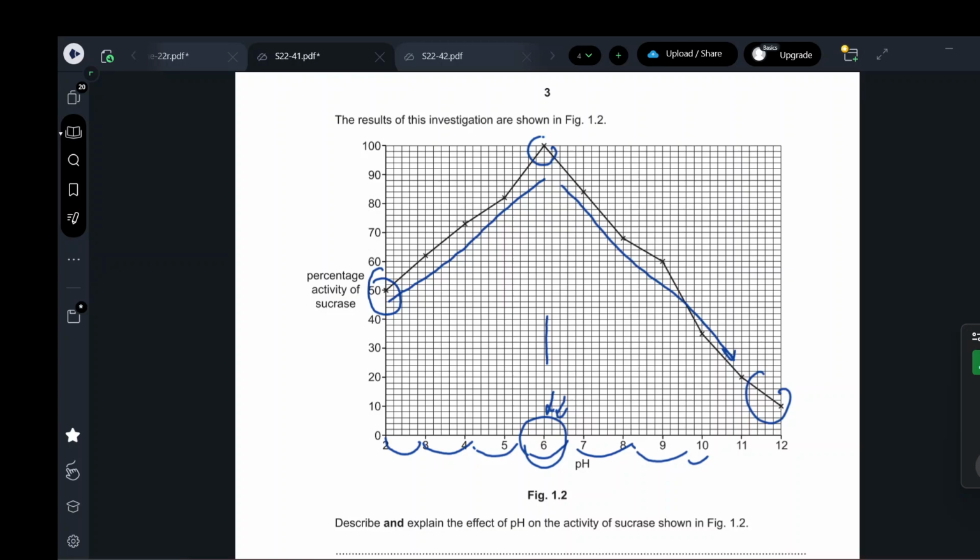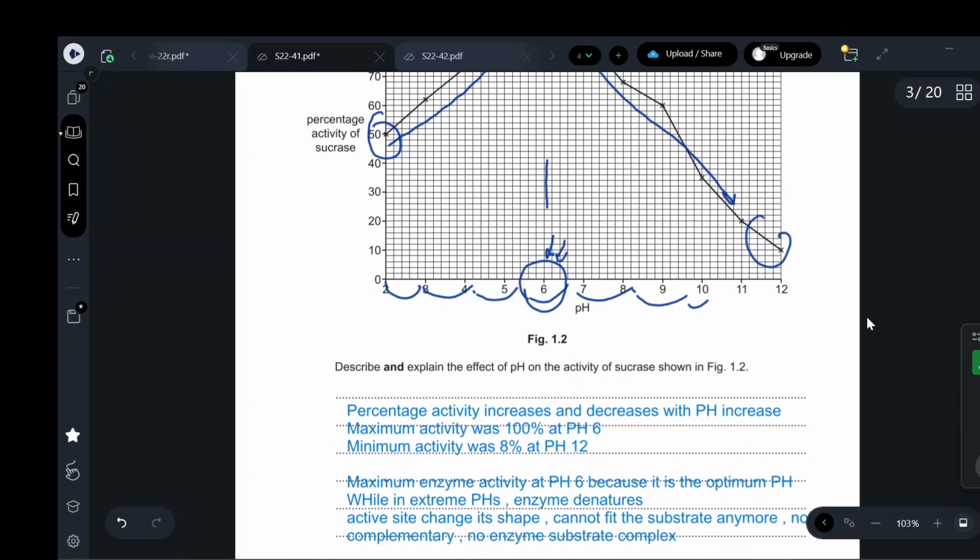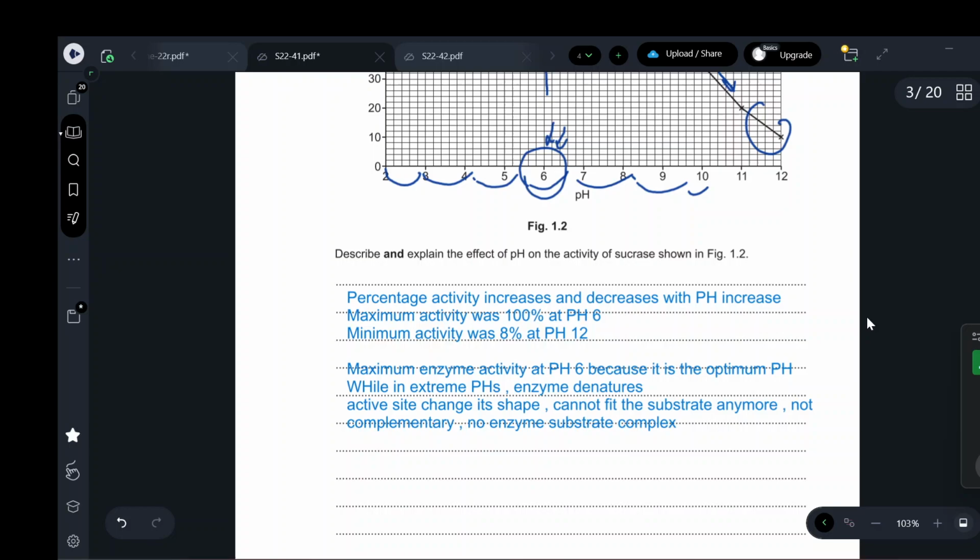This is my explanation. I will first describe: percentage activity increases and decreases. Maximum activity was 100% at pH 6. Minimum activity was 8%. This is the description of the graph. And then I will explain: maximum activity was at 6 because this is the optimum pH. At extreme pHs, the enzymes denature. The active site changes its shape, cannot fit the substrate anymore, not complementary, no enzyme substrate complex.